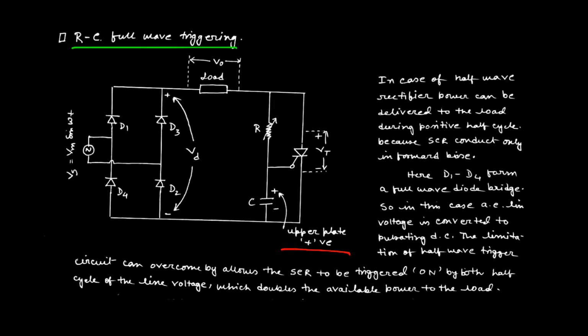Assume the supply voltage Vs equal to Vm sin omega t, the voltage across the anode to cathode terminals, or across the switch, is Vt, and the voltage across the load is V0. Now, what happens in operation? When D1 and D2 start conducting, the current flows from D1 through the switch and load and comes back through D2 to the supply. In this way the current can conduct.